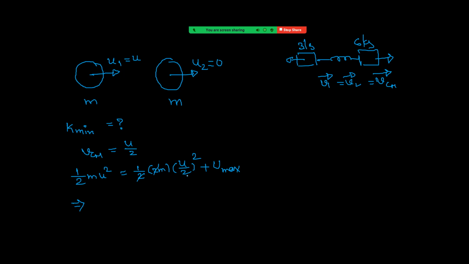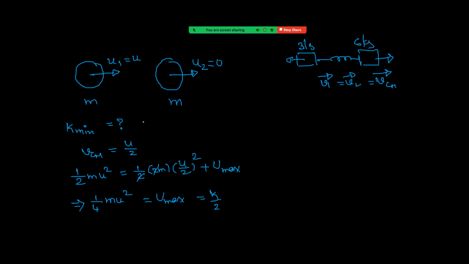2 gets cancelled. This is 1 by 4 m u square. This is 1 by 2. Remaining is now, I can write, 1 by 4 m u square equal to U maximum. Right? Or this I can write as half of the kinetic energy of the colliding body. Right? Half of the kinetic energy of the colliding body. That means maximum potential energy is now half of the kinetic energy of the colliding body.